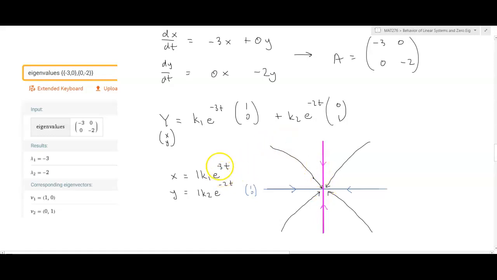So if we look at this x of t, as t becomes infinitely large, e to the negative 3t becomes infinitely small. So x is going to approach 0 as t approaches infinity. Same thing goes here. Regardless of what these coefficients are, y, as t becomes infinitely large, e to the negative 2t will become infinitely small. And so all of the solutions from all directions will approach 0. So very, very beautiful result that we have there as well.